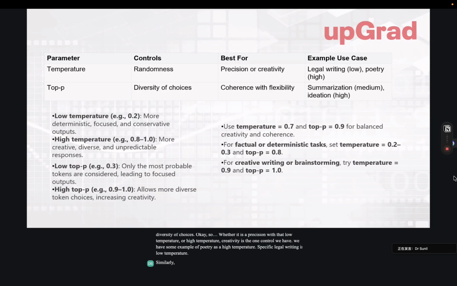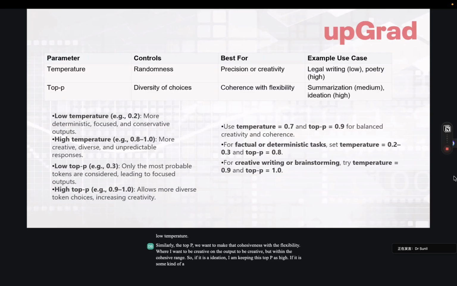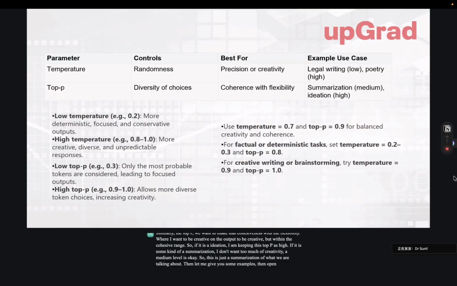Similarly, with top P, we want cohesiveness with flexibility, where I want the output to be creative, but within a cohesive range. So if it is ideation, I am keeping top P high. If it is some kind of summarization, I don't want too much creativity, so a low top P is okay. So this is just a summarization of what we are talking about. Then let me give you some examples, then open the forum for further discussion.